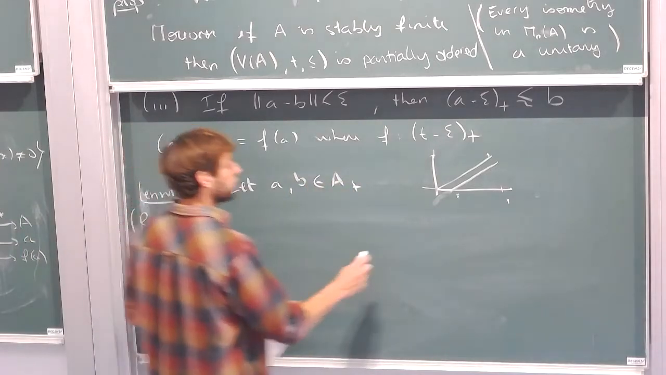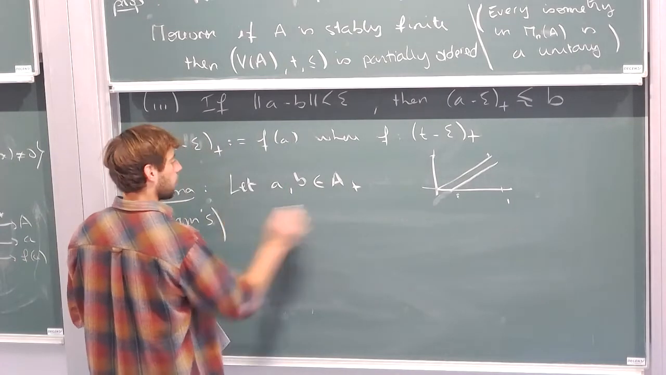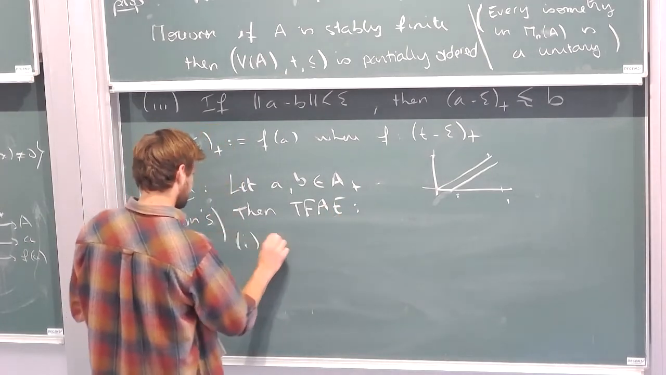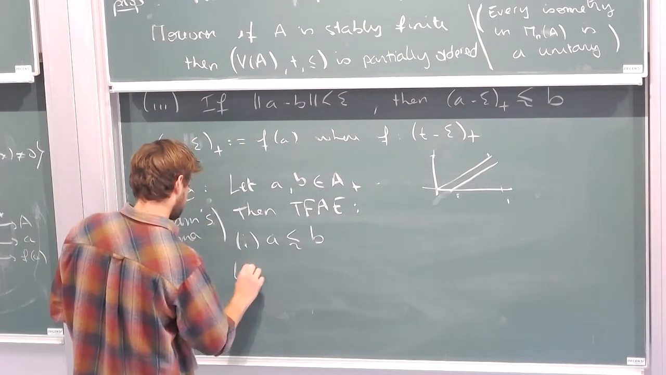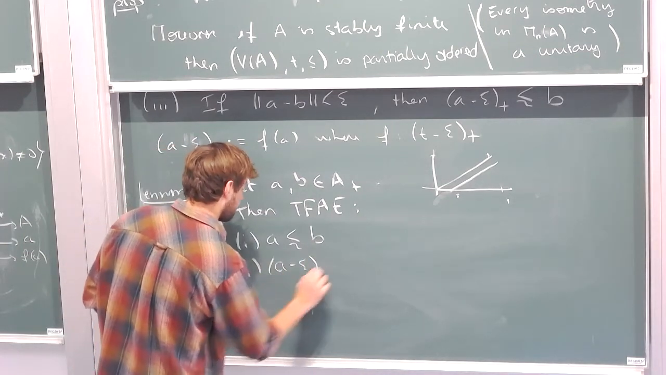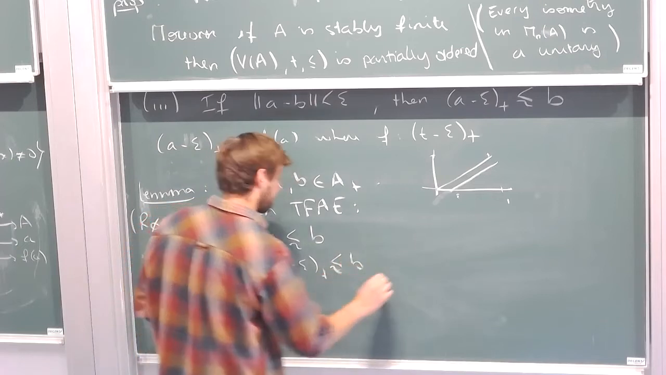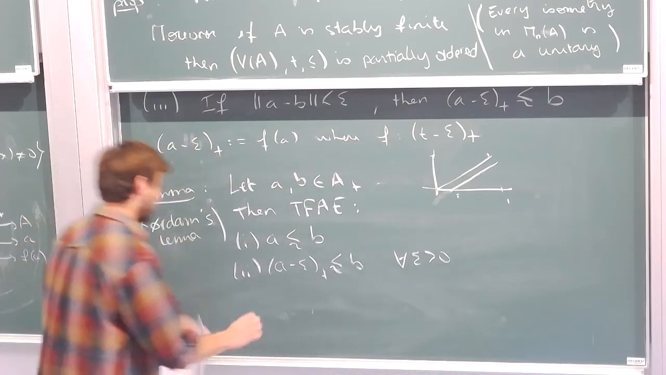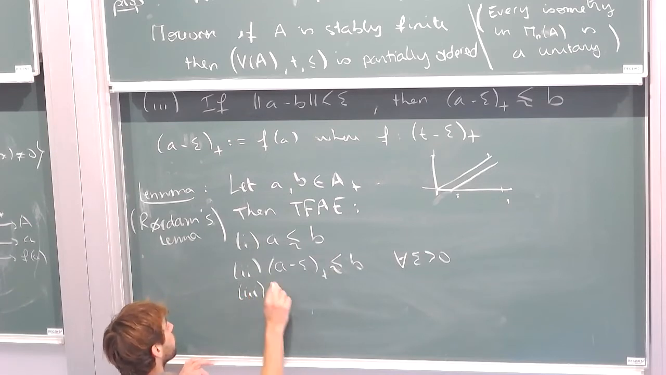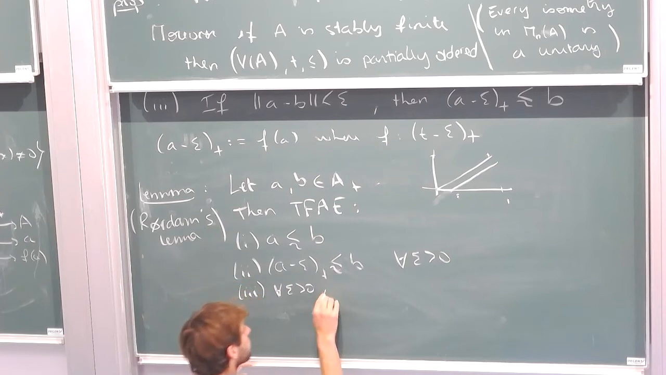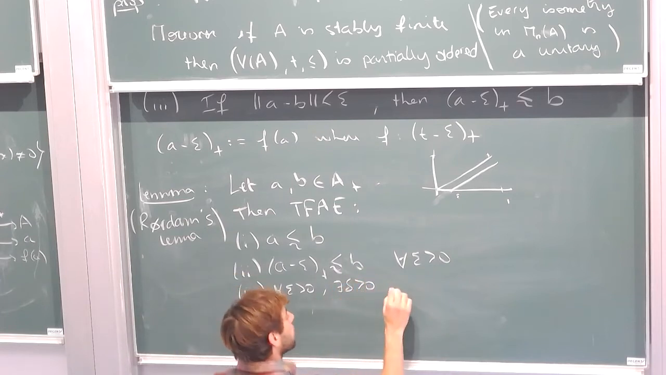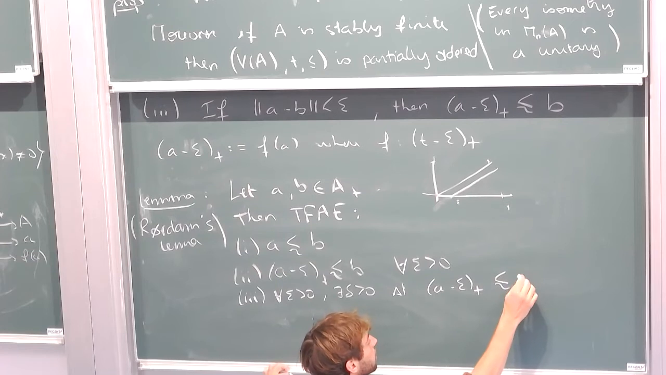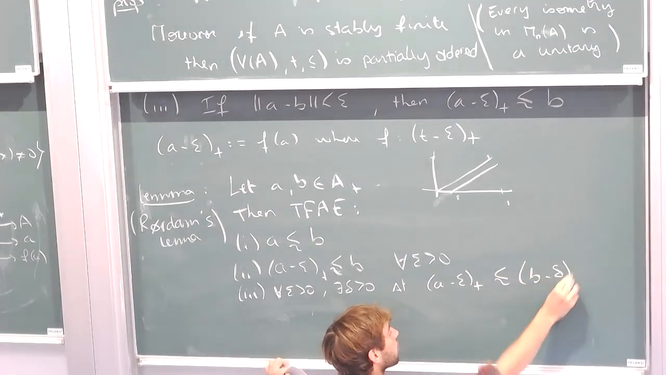If I have two positive elements, then the following are equivalent. So A is superequivalent to B. Any cut down of A is superequivalent to B. For any cut down of A, there exists a cut down of B such that the cut down of A is Cuntz below the one of B. Okay.